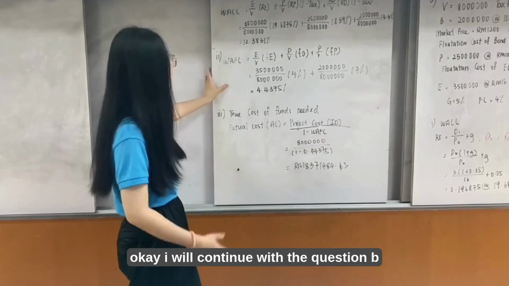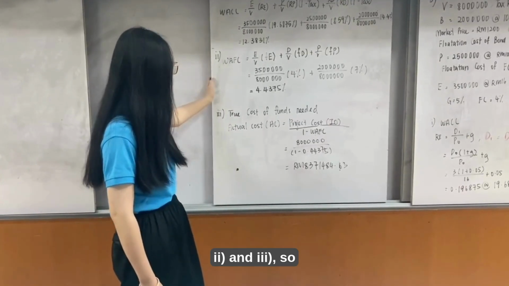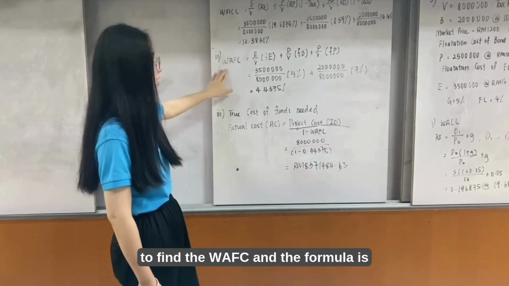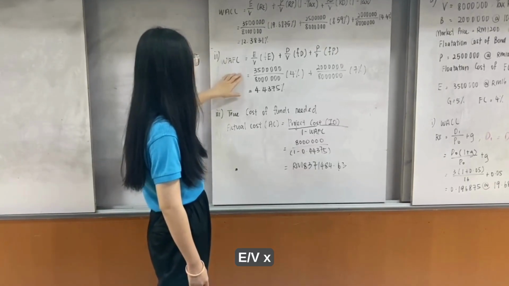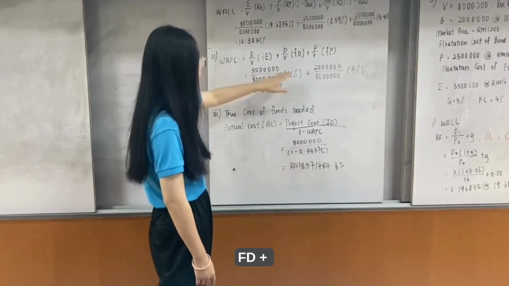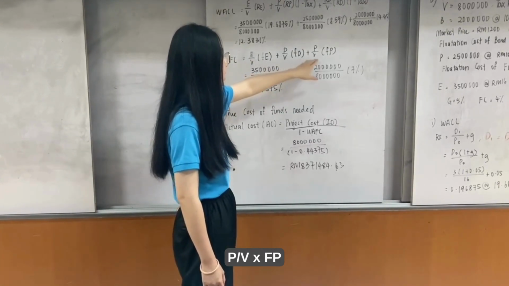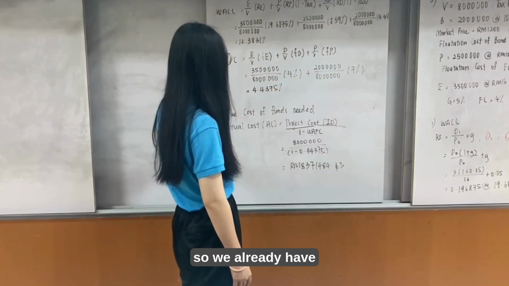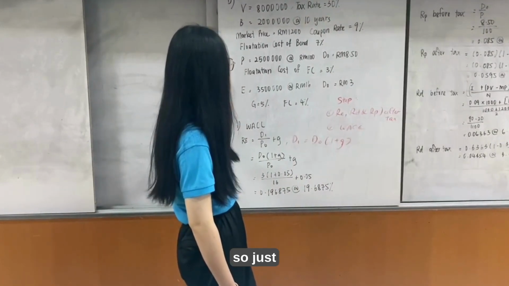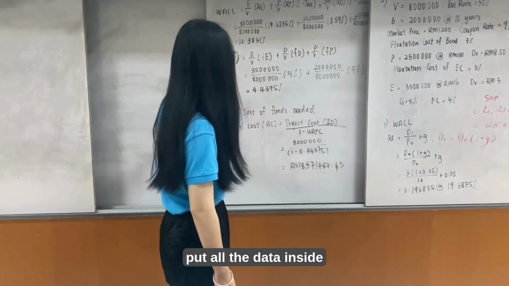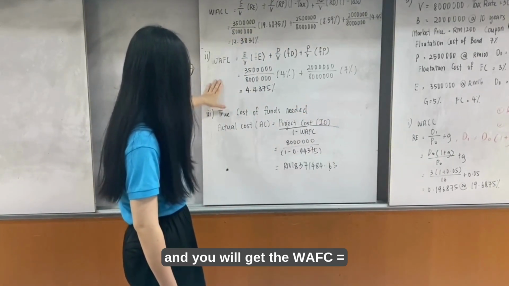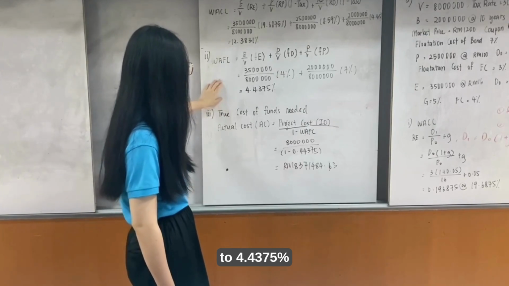Okay, I will continue with question B, Roman 2 and 3. So for Roman 2, we have to find the WFC. And the formula is E over V times FE plus D over V times FD plus P over V times FP. So we already have the data, which is this one. So just put all the data inside and you will get the WFC equals 4.4375%.